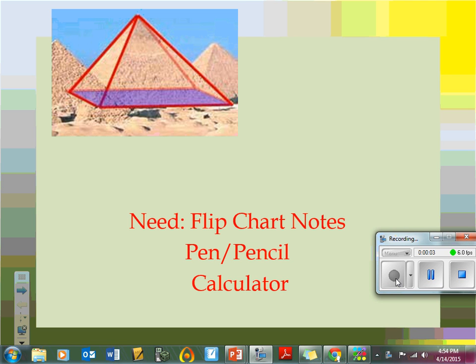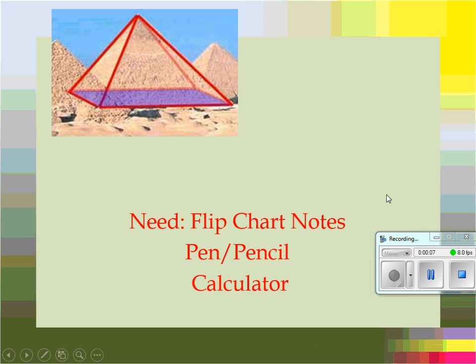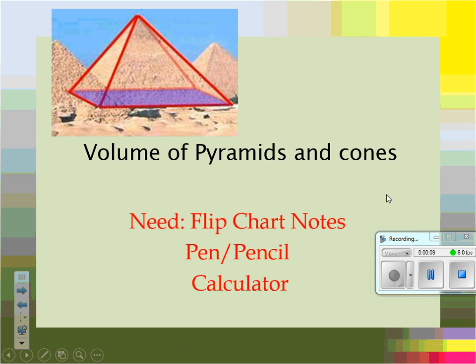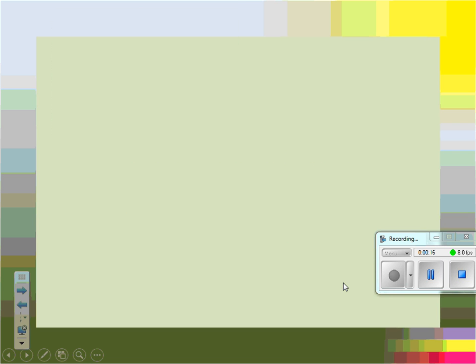Hello, geometry folks, and welcome to finding the volume of pyramids and cones. Today you're going to need your flip chart notes, a pen and a pencil, and a calculator. And we will get started.